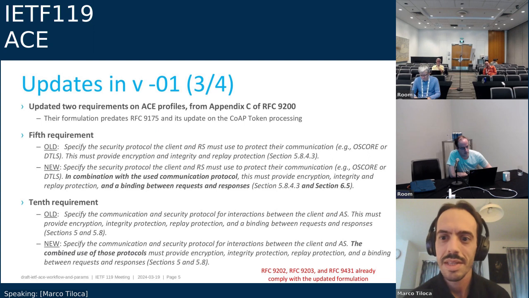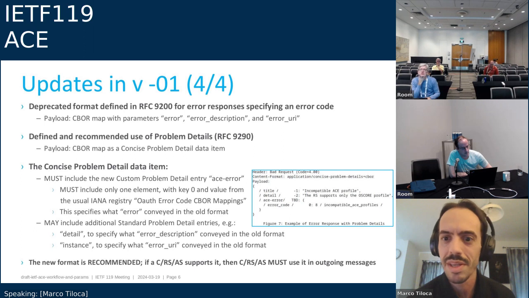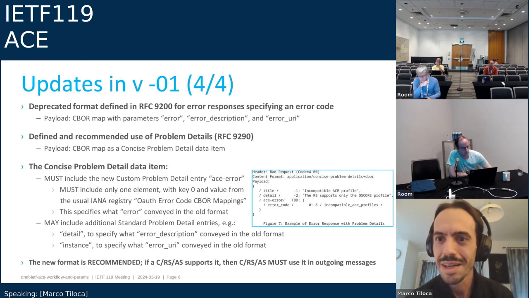Okay, next slide, please. Yeah, inspired by what we did in the previous document I presented, aligning with the problem details instead, we thought of making that also on the ACE framework as such altogether. And ACE, as always, uses a custom format for error responses, considering these three parameters: error, description and error URI. And that, of course, very much predated the work done on problem details in RFC 9290. So I got some feedback on hallway discussions at the Prague meeting that were positive about making the switch altogether in the ACE framework.